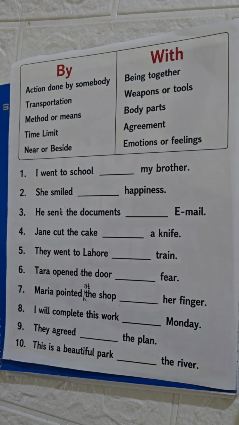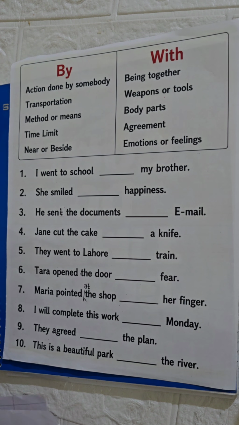Number two, transportation. Here, by shows how we travel. For example, we traveled by bus, or she went to school by van. Now number three, method or means. Here by shows how something is done or how we communicate. For example, he sent the letter by email. We contacted him by phone.